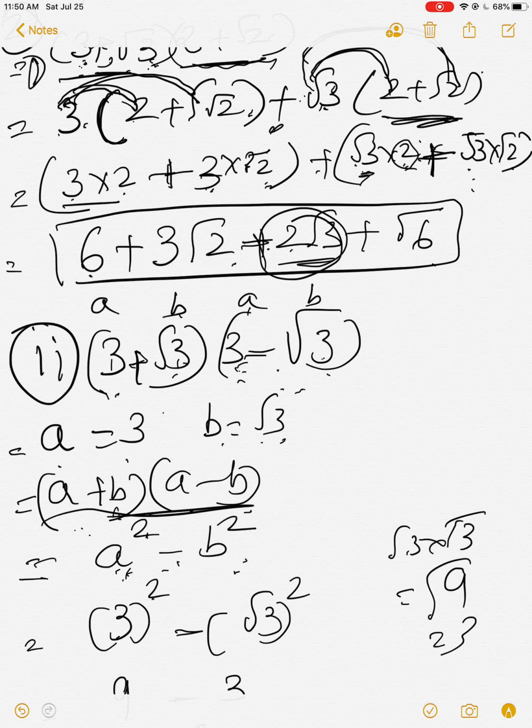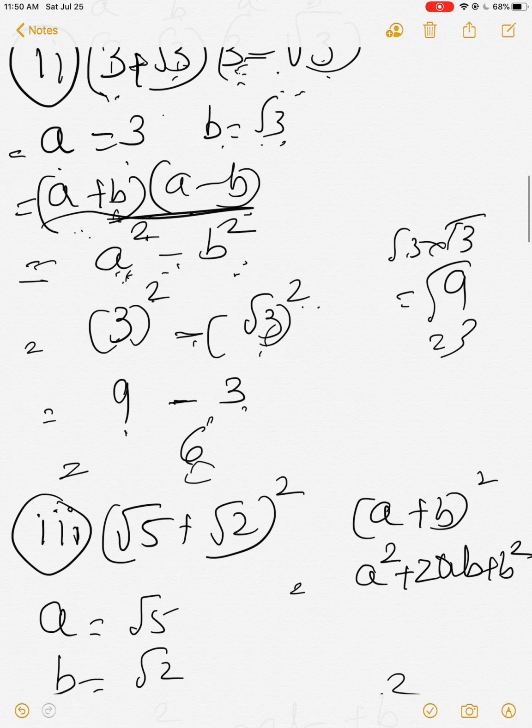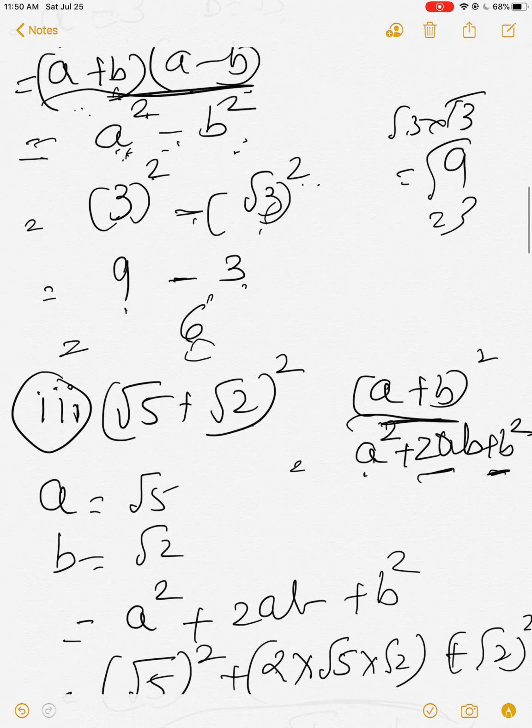तो a क्या है 3 स्क्वायर, b क्या है रूट 3 स्क्वायर. सो 3 स्क्वायर इज इक्वल टू 9, रूट 3 स्क्वायर इज इक्वल टू 3. It is 6 here, 9 minus 3. Then root 5 plus root 2 whole square. It is in a plus b whole square form. Okay, what is the expanded form? a square plus 2ab plus b square.